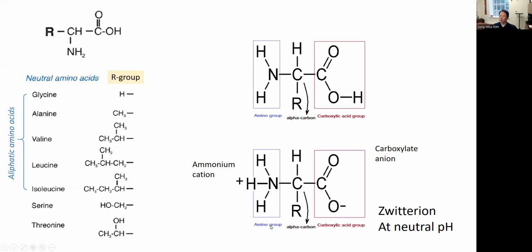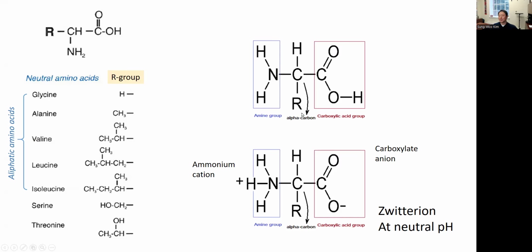So if you look at this one amino acid at the neutral pH or physiological pH, it has a cation, but at the same time has an anion. Okay? A compound or molecule containing a positive charge and a negative charge at the same time, we call a zwitterion. So an amino acid is a zwitterion at neutral pH. Okay?